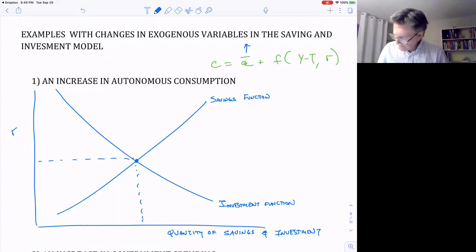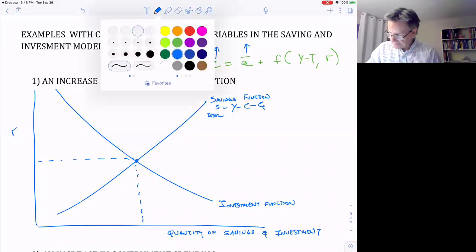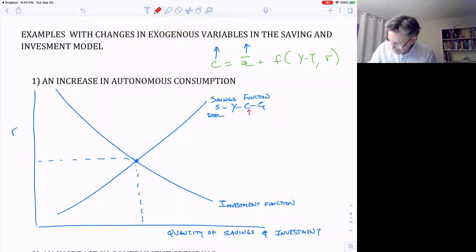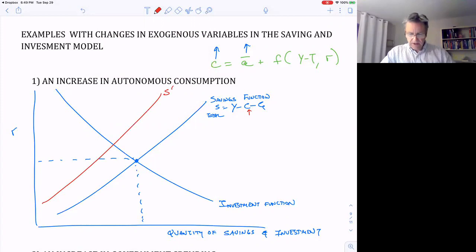Well, the savings is equal to Y minus C minus G. Total savings, which remember is private savings plus government savings. So autonomous consumption goes up. That means consumption's going to go up. So this variable here in the savings function, C, goes up. So what's going to happen to that savings function, the line, the curve? It's going to shift to the left. So this, we call S prime, the new savings function.